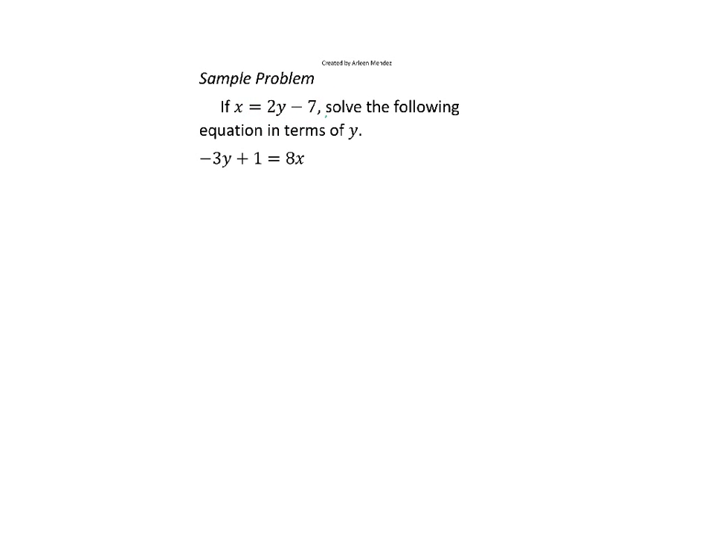We are going to rewrite the equation down here. Negative 3y plus 1 equals 8 times x. But instead of an x, I'm going to put parentheses. And you can already guess what I'm going to replace instead of the x. X is equal to this. So that's exactly what I'm going to plug in right here: 2y minus 7. And now we have an equation that we can solve.